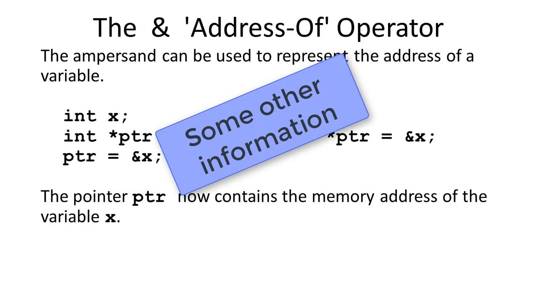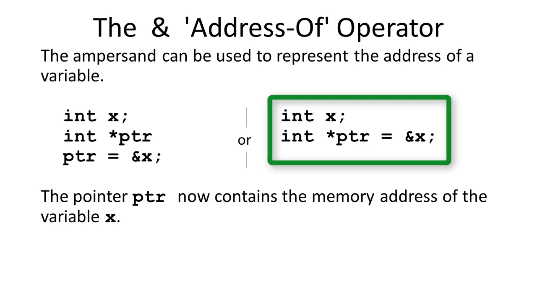You need to be aware that the ampersand also has other meanings in C and C++. It is used as the bitwise AND operator when used between two integers or character values. The double ampersand, &&, is the logical AND operator, and in C++ it is used in function declarations to indicate pass by reference. I hope they don't give it more meanings in the future. The example on the right declares the pointer and initializes it at the same time to the address of the variable x.